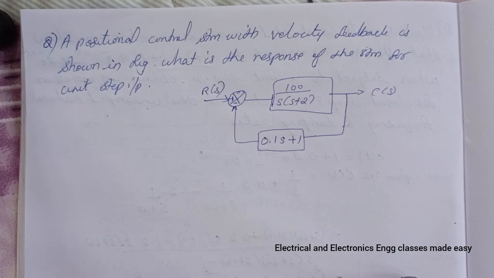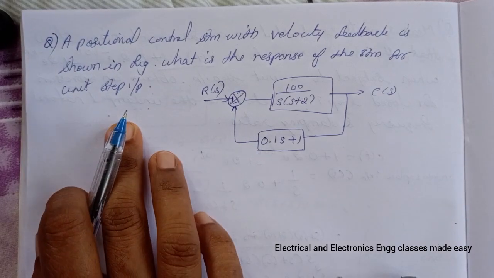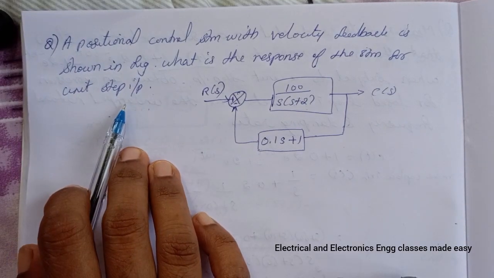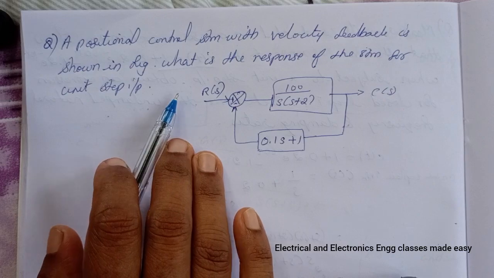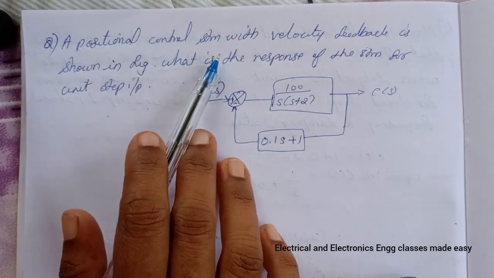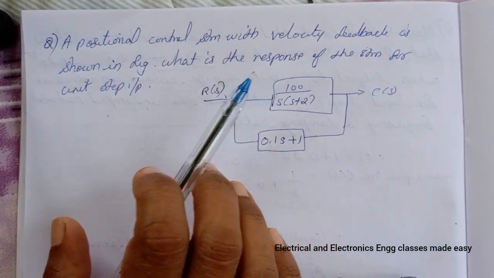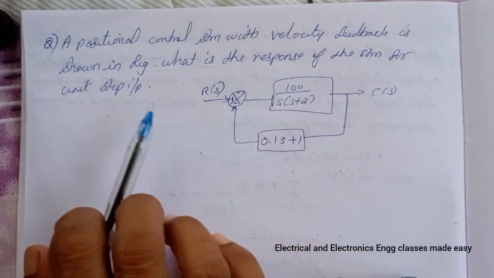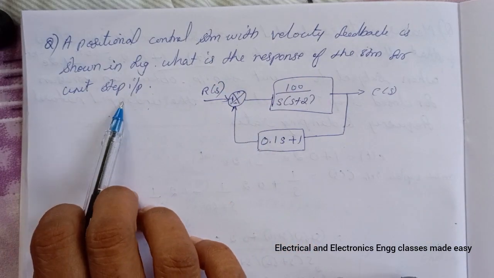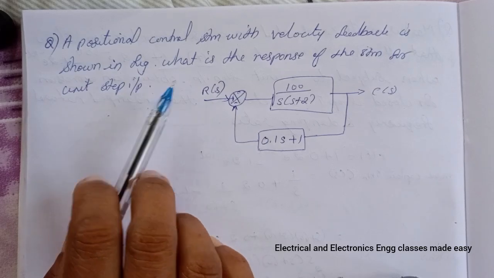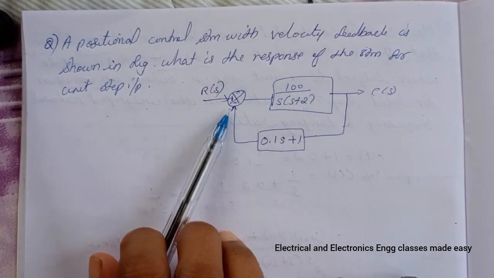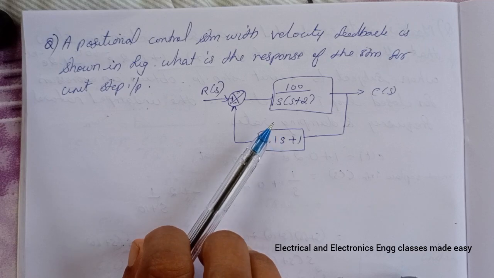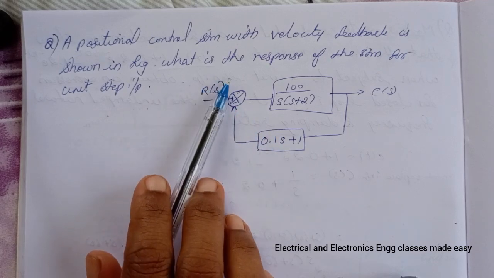Today's class is the continuation of the problems related to time response analysis. So let us go through the problems. A positional control system with velocity feedback is shown in the figure. What is the response of the system for unit step input? So this is the given system and we have to find the response.